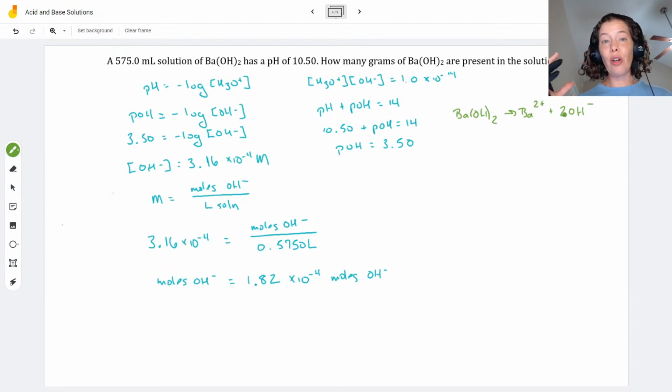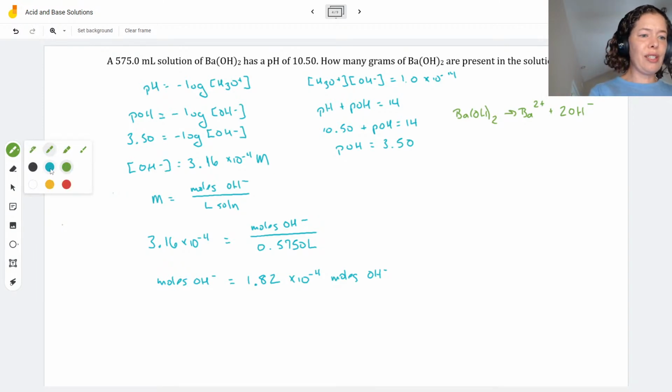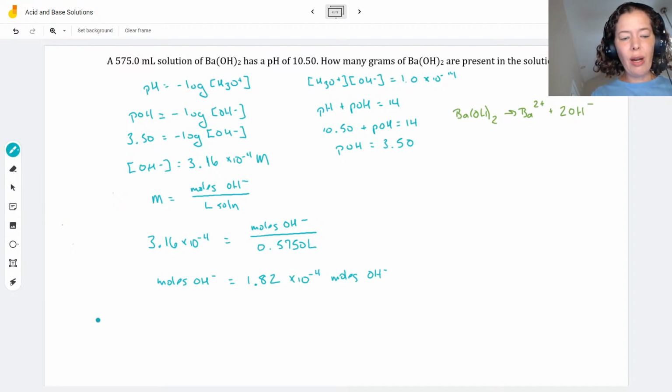So we want to make sure that we use that ratio as we're converting from moles of hydroxide back to grams of barium hydroxide. So at this point, this is really just a pure stoichiometry question. So I am going to just do all of my stoichiometry in one go. So starting with my moles of hydroxide, I'm just going to rewrite this. That is 1.8 times 10 to the negative fourth moles of hydroxide.